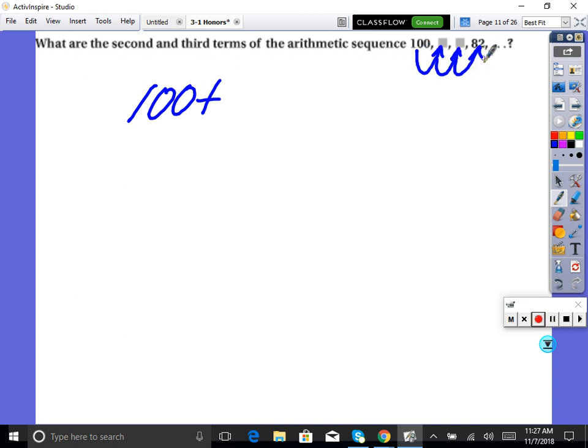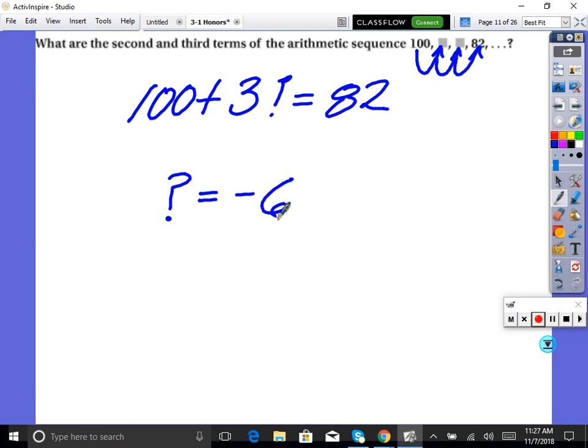How many plus somethings? 3 somethings equals 82. Now from there, divide by 3. Does everybody see? Then I know what I was adding each time. So question mark comes out to be -6. So we were subtracting 6 each time.